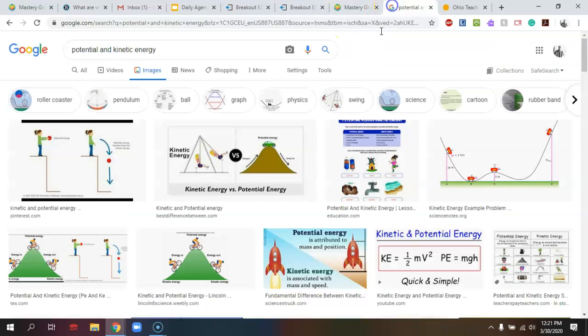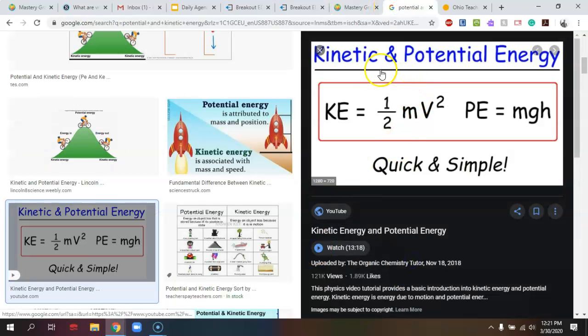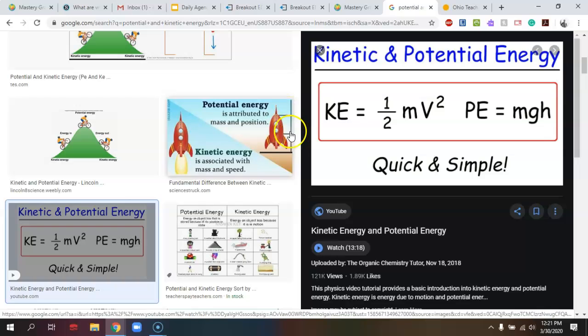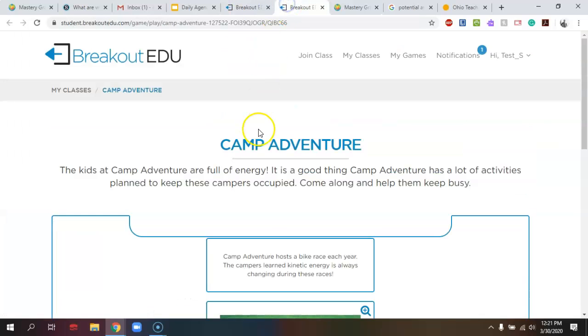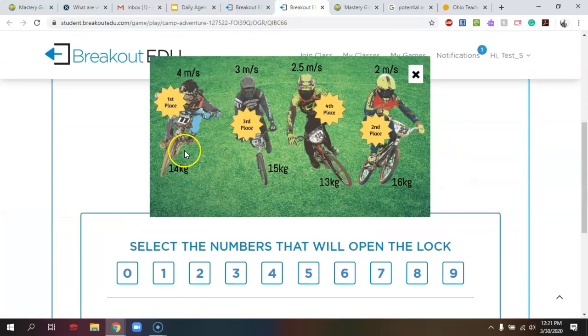So the first thing is, to solve potential and kinetic energy, you're going to use these equations. Kinetic energy is half of the mass times the velocity squared. So if I go back to my breakout game and look at my picture, I can see I've got masses down here in kilograms, and I have velocities up here in meters per second.